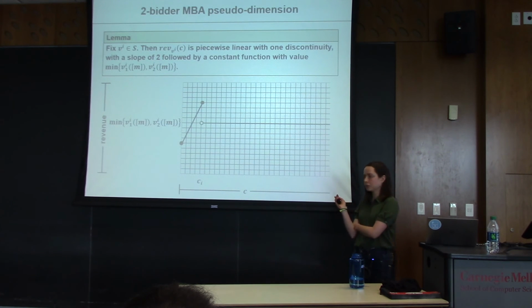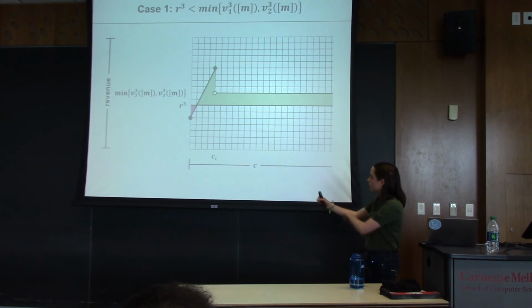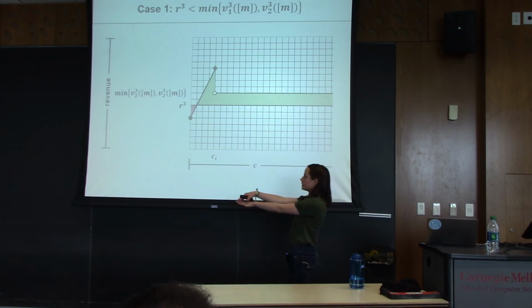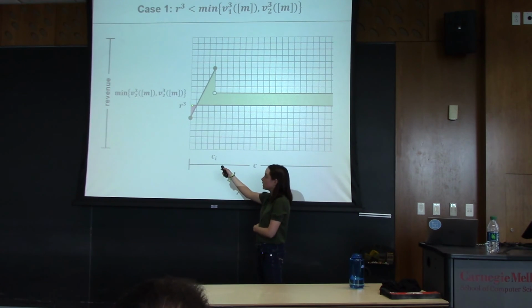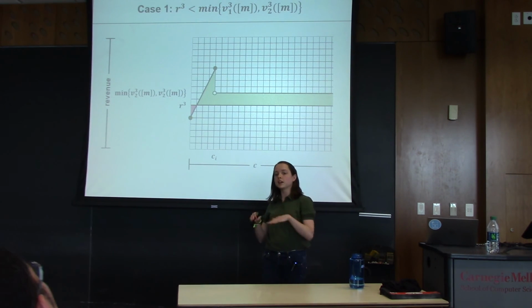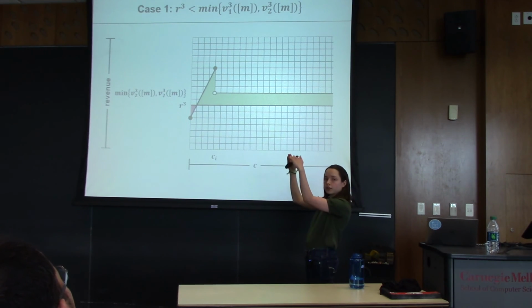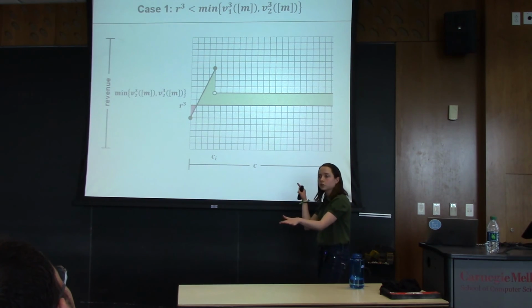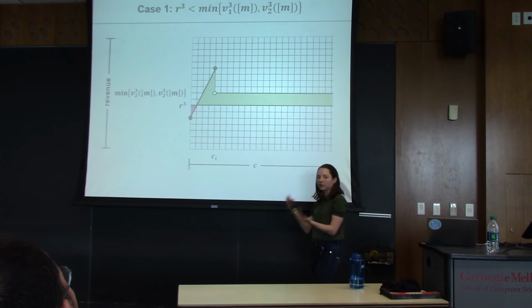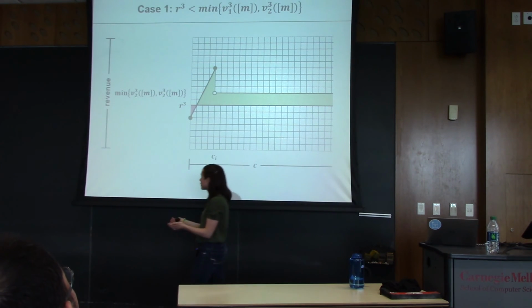So if you believe me, I'm going to move on. Now we can split this into 2 cases. Either the threshold is less than the plateau, or it's greater than the plateau. Let's just assume for now that it's less than its plateau. The second case is basically symmetrical.